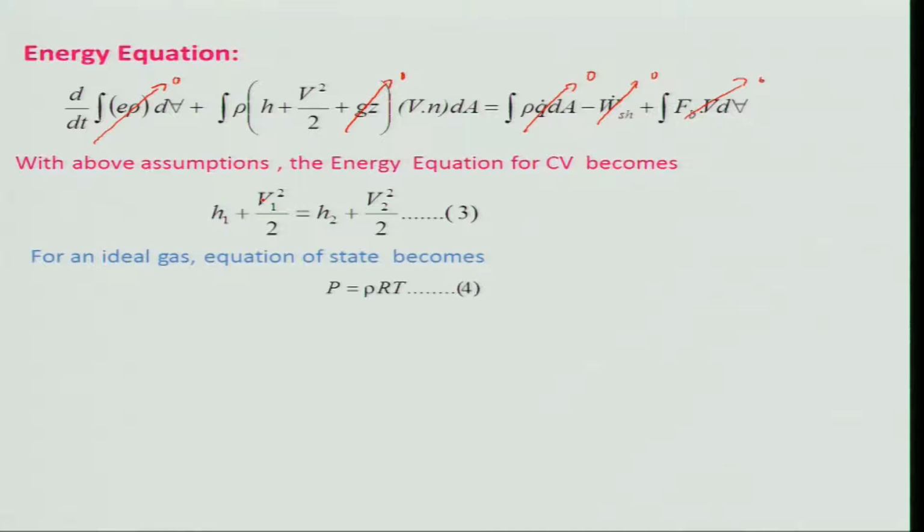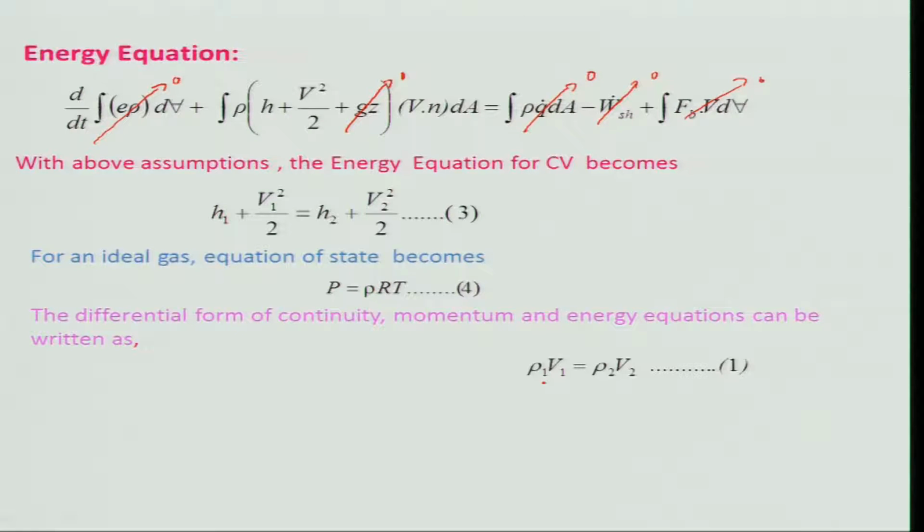So, for an ideal gas equation we will be using P = ρRT, the usual expression we have used several times. The differential form of the continuity equation: ρ1V1 = ρ2V2. If you look at the differential form, what would it be? It will basically be dρ/ρ + dV/V = 0, right.